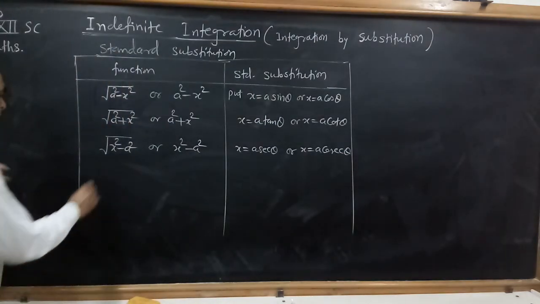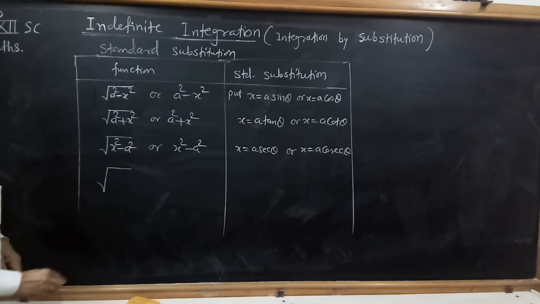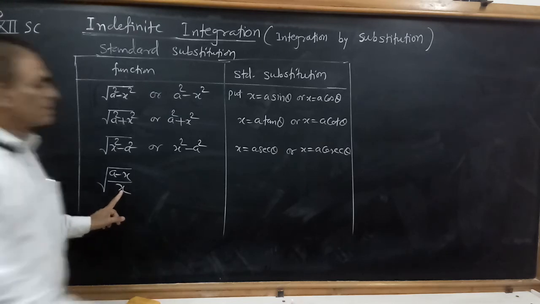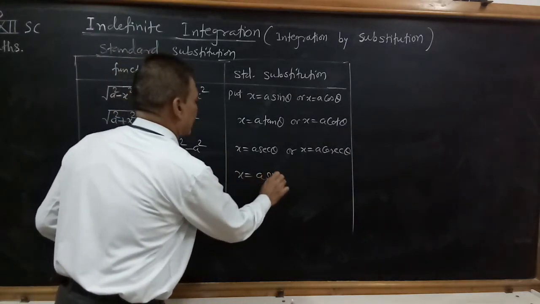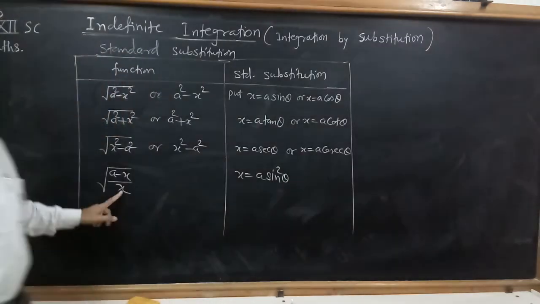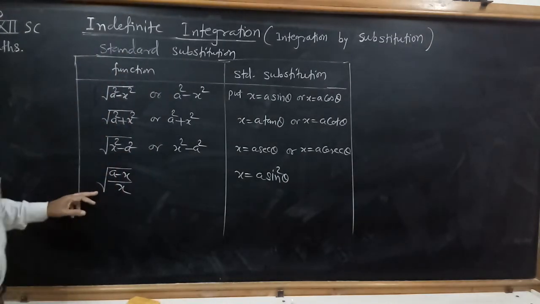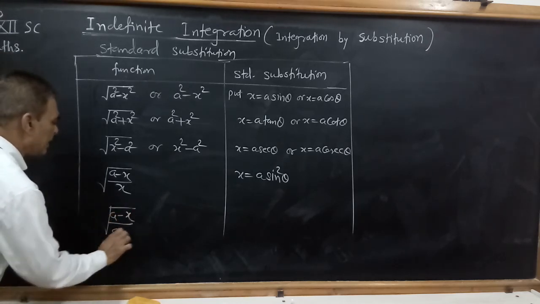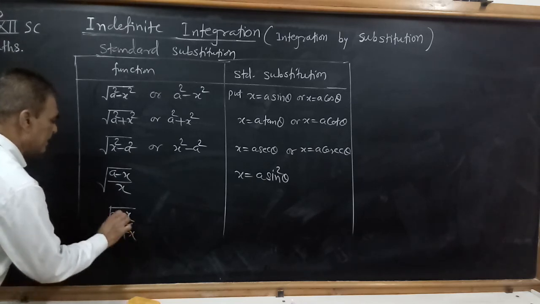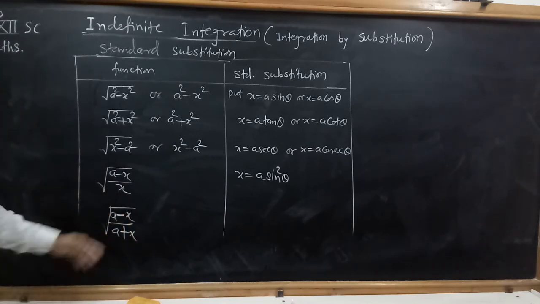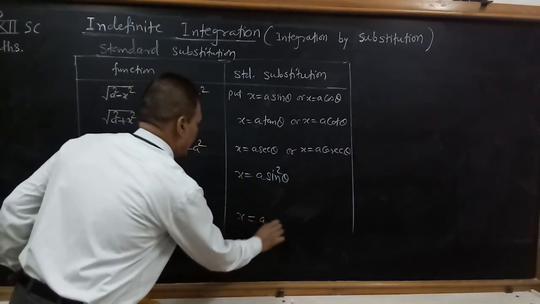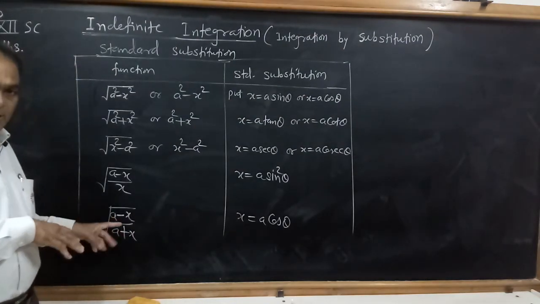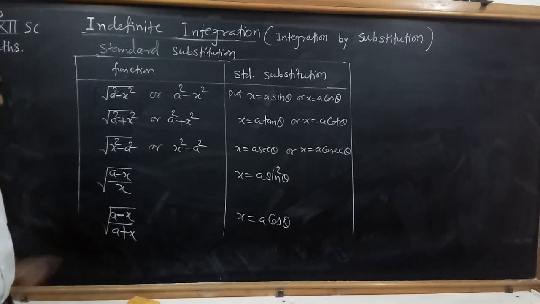Okay, then in root of a minus x divided by x, in this case use the substitution x is equal to a sin square theta. Suppose root of a minus x and in the denominator a plus x. Try to understand. What is the standard substitution? x is equal to a cos theta. You will get it in half angle formulas. I will simplify this question. Okay, then next.